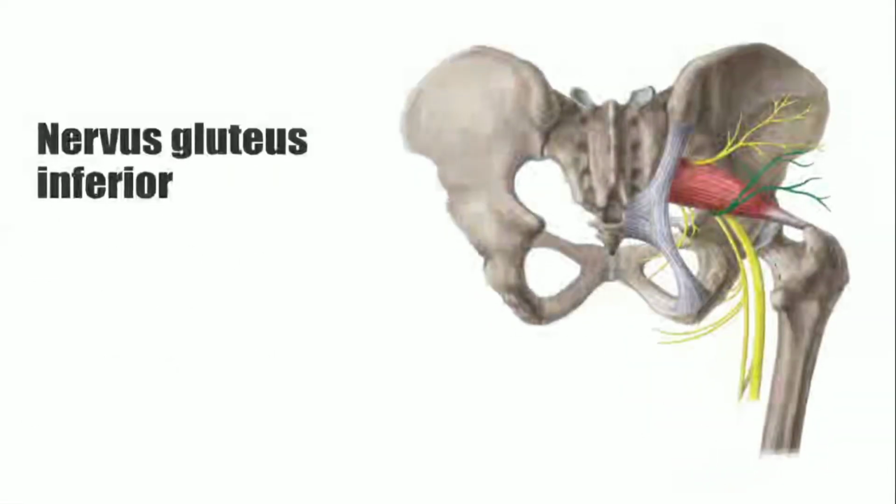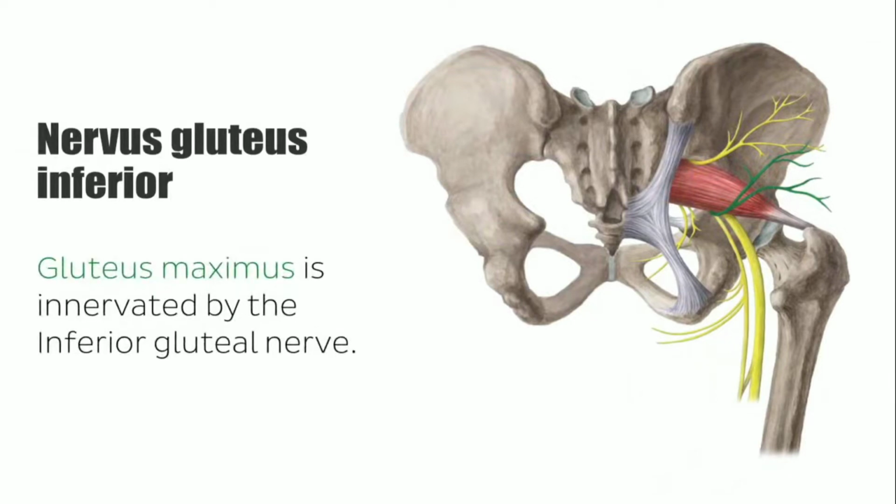Here we find the nerve highlighted in green that is going to be innervating the gluteus maximus. This is known as the inferior gluteal nerve, and you have here also the Latin terminology. This nerve will come out of the sacral plexus. Now let's continue on to the next muscle on our list.